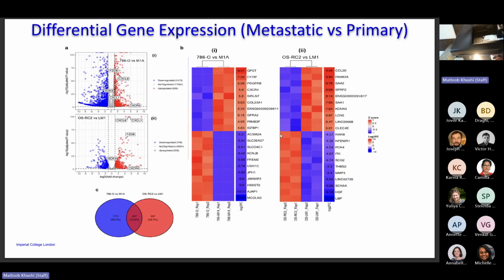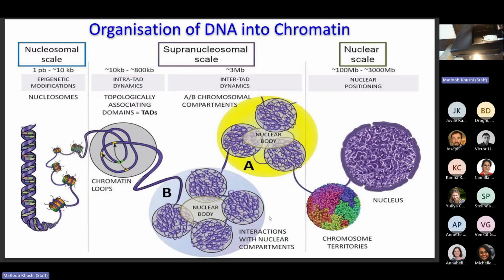We did gene expression. Because we had paired parental and metastatic samples from each patient, you could do differential expression. And so that tells you which genes are turned on or off in the metastatic sample compared to the parental tumor. And so, yeah, there are a few thousand genes that were different.